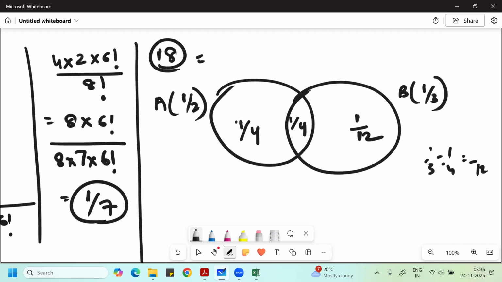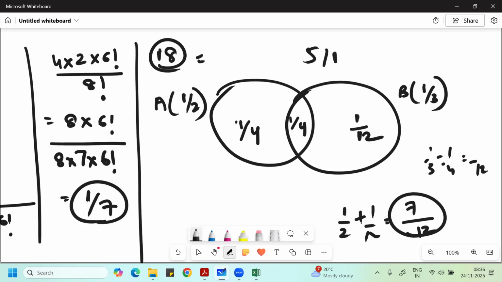So the total would be 1 by 2 plus 1 by 12. This total would be, with 12 as LCM, 7 by 12. So what is left is 5 by 12. Okay, the total is 1.